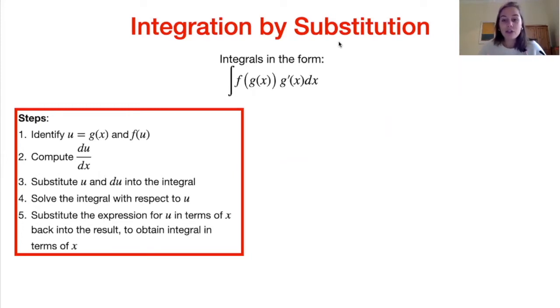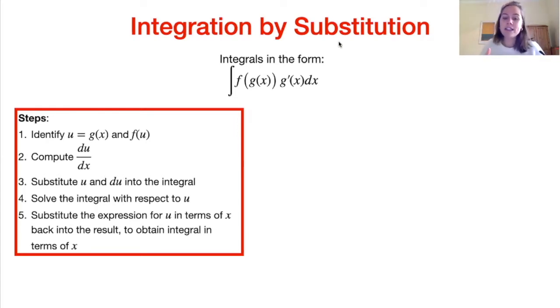So our first step is usually, well, we need to identify what is our function g of x, and we call that a function u for simplicity, and therefore what is our function f of u. What is really important here is that you know the different integrals in the formula booklet. The second step is to compute the derivative of our function u with respect to x. Then what we do is we substitute that function u and du into the integral to then be able to solve the integral with respect to u rather than x.